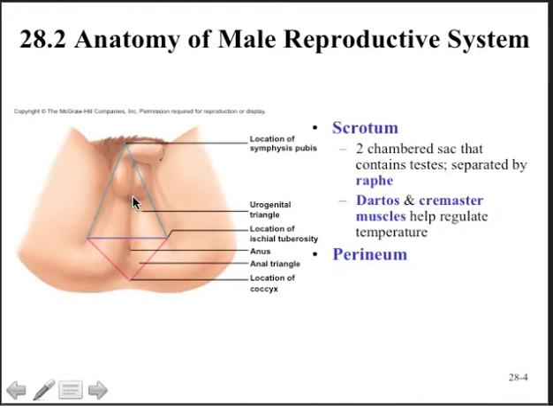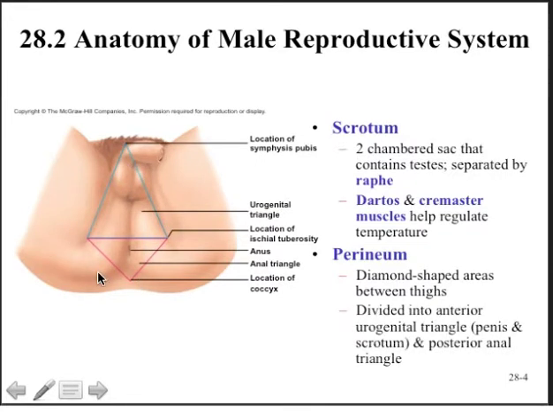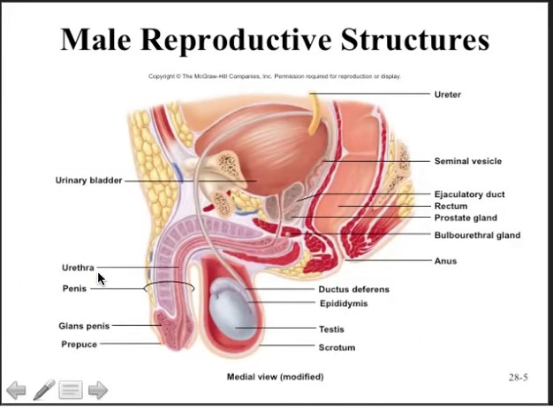The perineum is the diamond-shaped area between the thighs. Again, this shaded area represents the perineum. It's divided into an anterior urogenital triangle, which contains the penis and scrotum, as well as a posterior anal triangle. What you're looking at here is a cross-section through the male reproductive anatomy, and what you should appreciate is the fact that the gonads in the male, the testes, hang outside the body, again, to maintain a temperature between 2 and 3 degrees below normal in order to optimize sperm production.